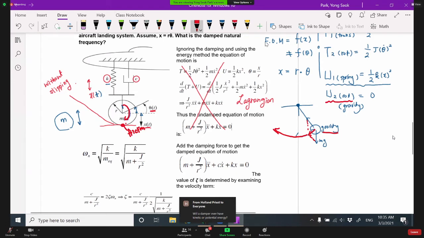Okay, another chat question. Good. Will a damper ever have a kinetic and potential energy? That's a really good question though. Okay, but there is nothing to do with that. There is one thing, but I did not cover it in class. So we will add this in the Lagrange, okay?